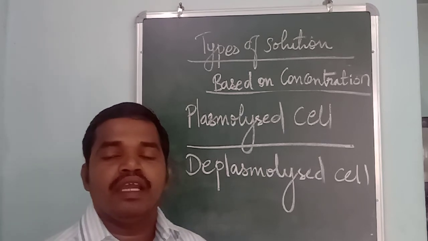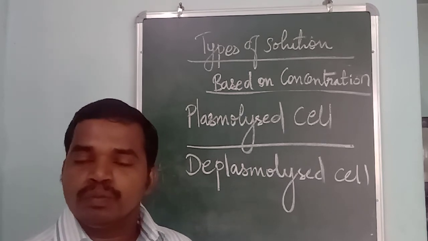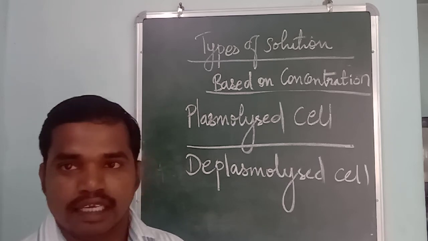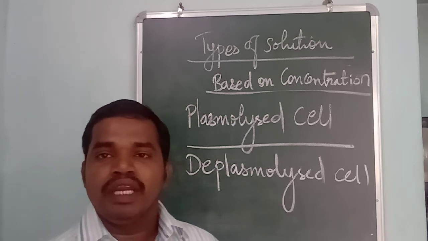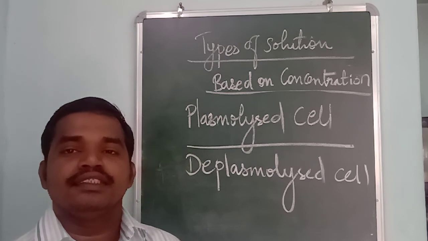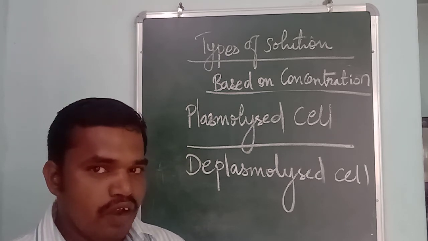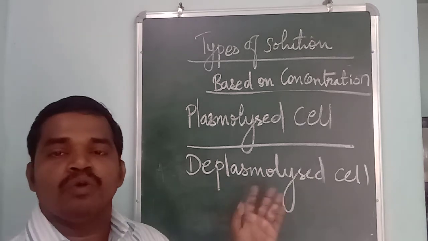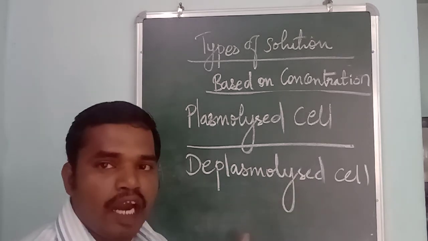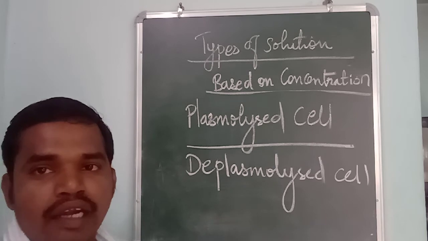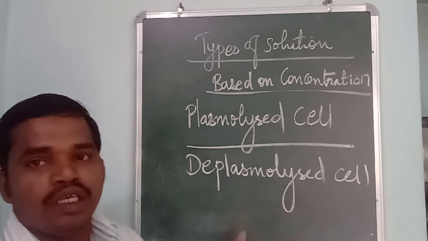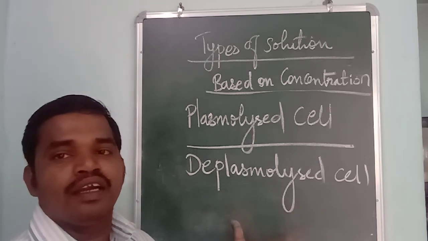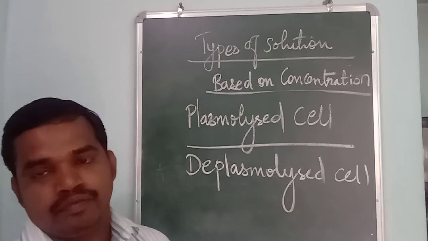How can we bring back the plasmolysed cell into the normal cell? When we keep this plasmolysed cell in a hypotonic solution or pure water, the plasmolysed cell will bulge out and become the normal cell.